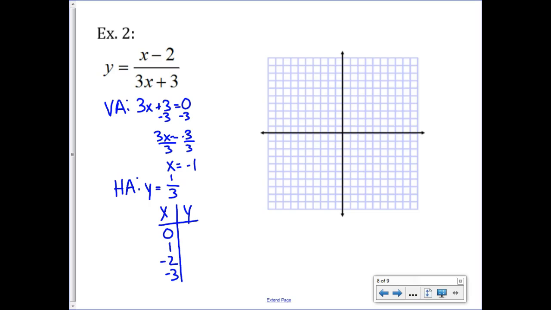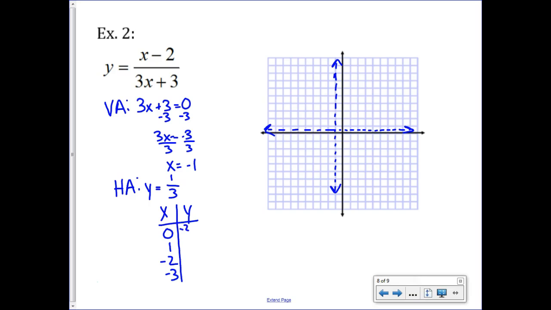I'm going to go ahead and plot my vertical asymptote. And my horizontal asymptote. So now I'm going to plug in for these 4 points. Go ahead and do this on your own if you want to pause the video.